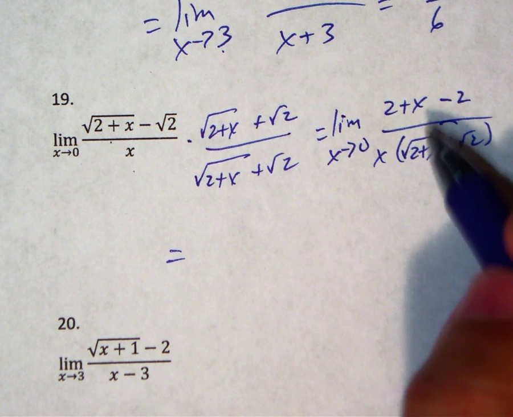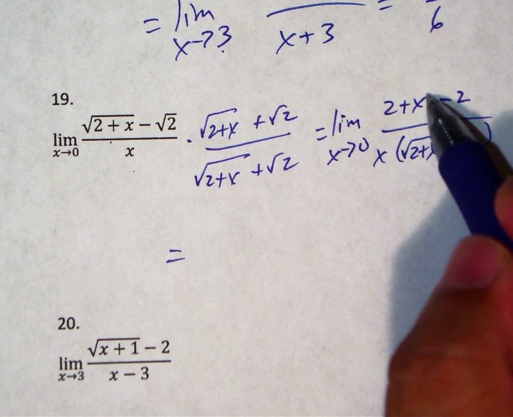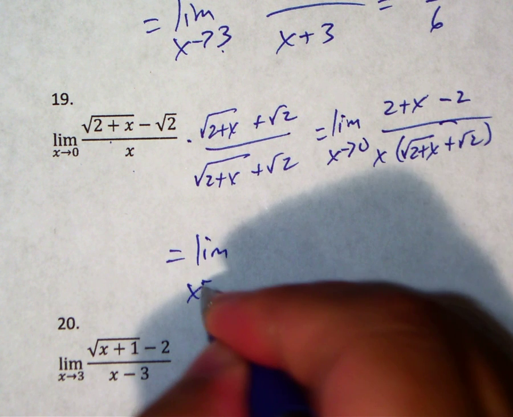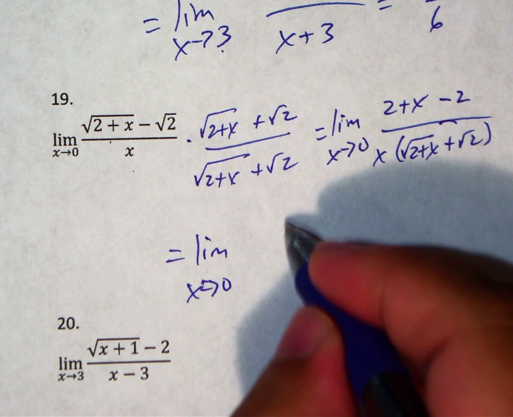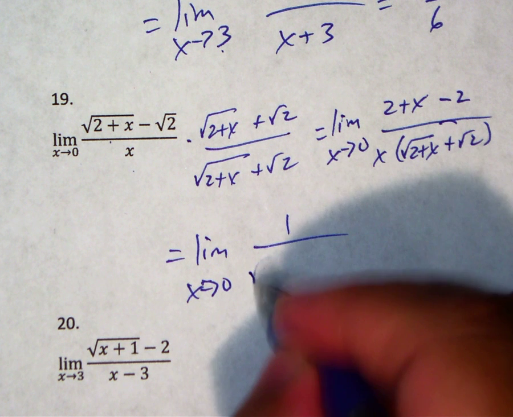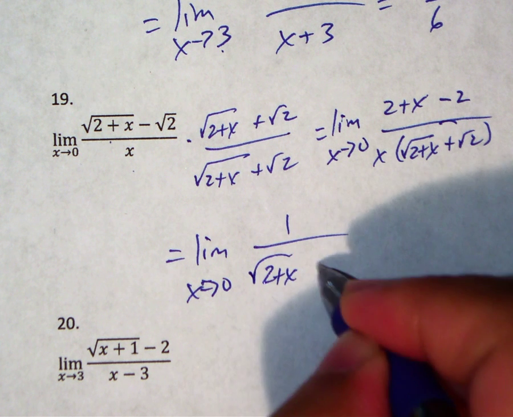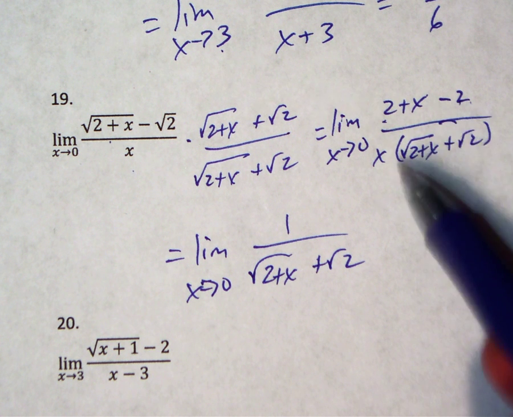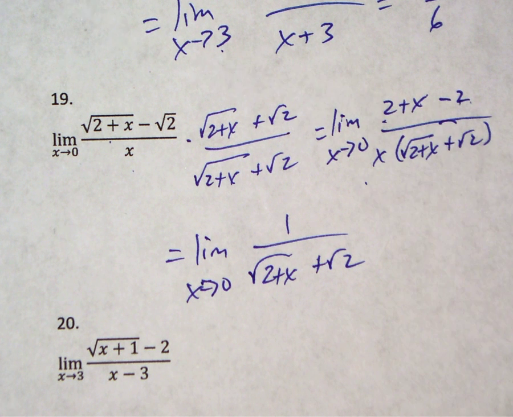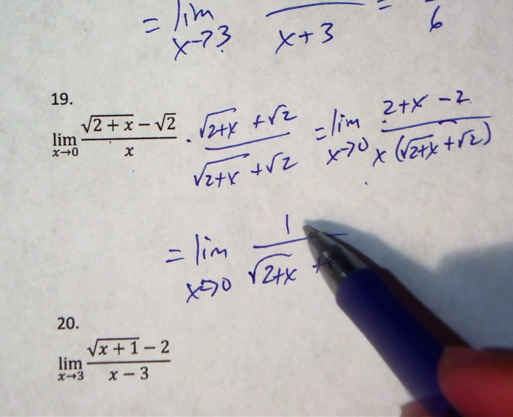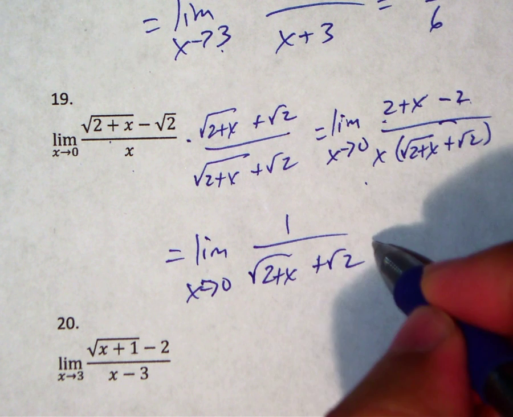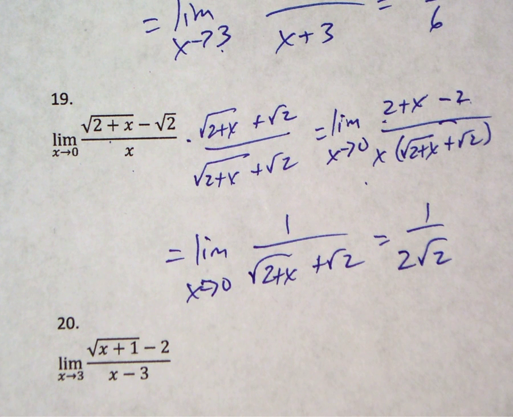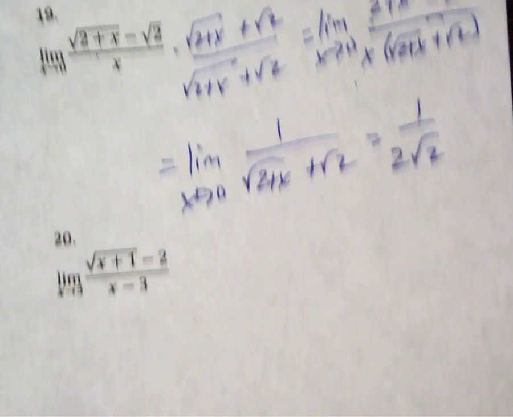Okay. Alright. So the 2's cancel. X's reduce. I'm skipping some steps. Hopefully you can follow along. The 2's cancel. 2 minus 2 is 0. X's reduce. So leaving the 1 in the numerator. Now I can plug in 0. And I'm going to get 1 over 2 root 2. Last problem. Nope. 2 more problems.